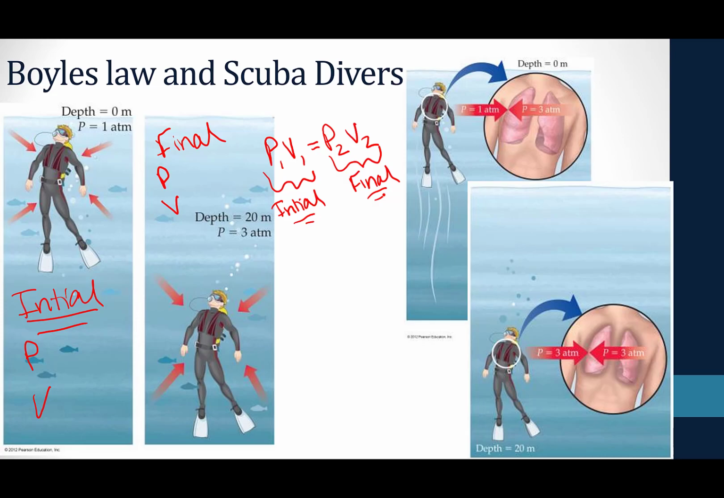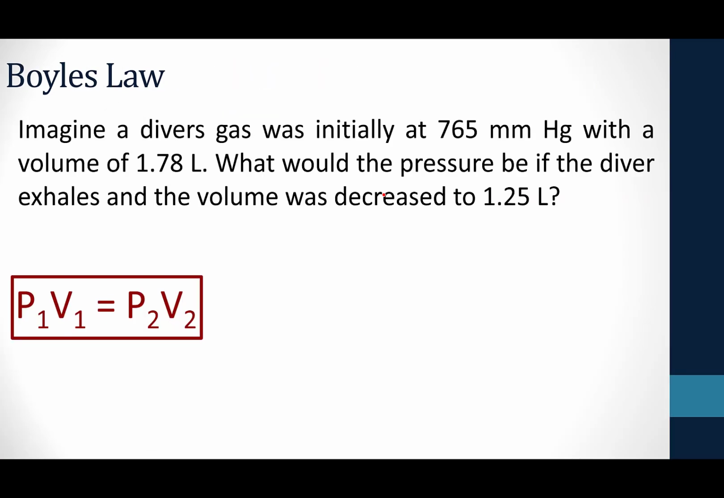So let's take a look at an example. Imagine a diver was initially at 765 millimeters of mercury with a volume of 1.78 liters. What would the pressure be if the diver exhales and the volume decreases to 1.25 liters? Anytime I use a formula, I like to take inventory of what I know, and make it crystal clear what it is that I'm solving for.